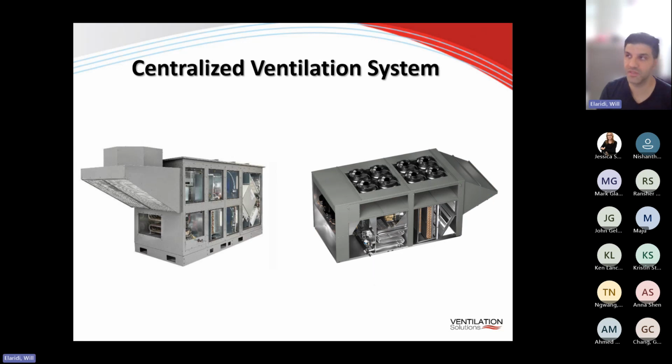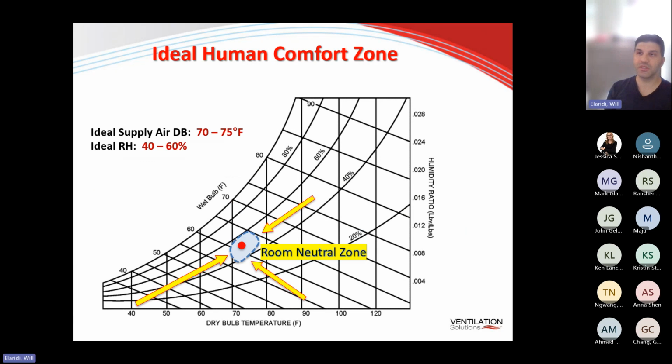Now moving more towards centralized ventilation. We already talked about decentralized ventilation using individual unitary ERVs, but now we're getting into more sophisticated equipment, which is the DOAS, the dedicated outdoor air system. What the dedicated outdoor air system does is it has integrated heating, cooling, ERV, and dehumidification all in one. And the whole point of it is to get that ambient temperature down to the room neutral zone, which is the ideal human comfort range, in order to provide the fresh tempered air that's required. And typically that ranges between 70 to 75 degrees Fahrenheit, and of course, relative humidity of 40 to 60%.